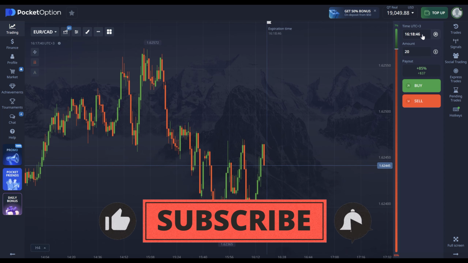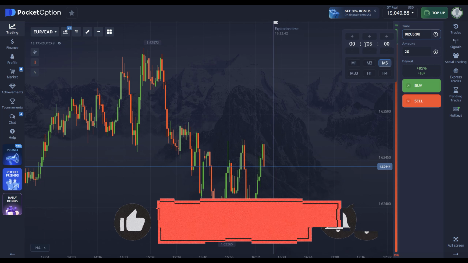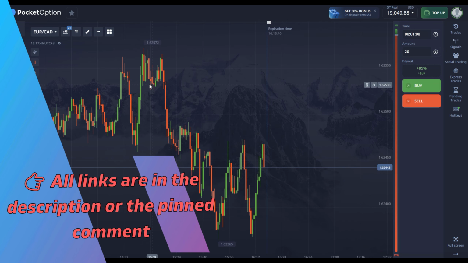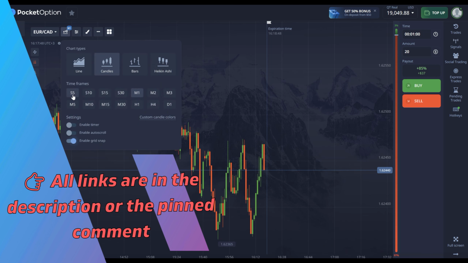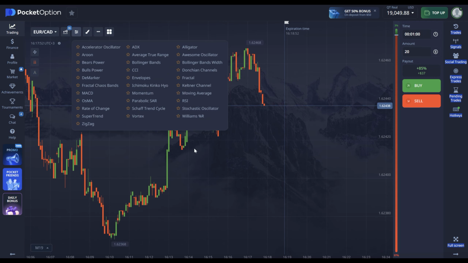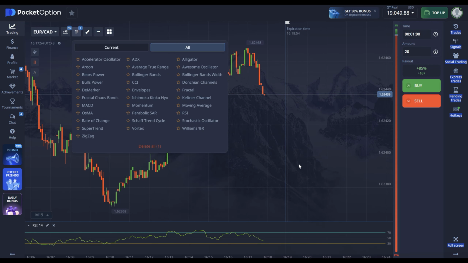Today we are going to catch pullbacks after price impulses. For this, we simply need to change the setting for the expiration time to exactly 1 minute. We will trade with an amount of $20, and we also need to switch to a 5-second time frame and add just 2 indicators to the chart. This is the RSI indicator.